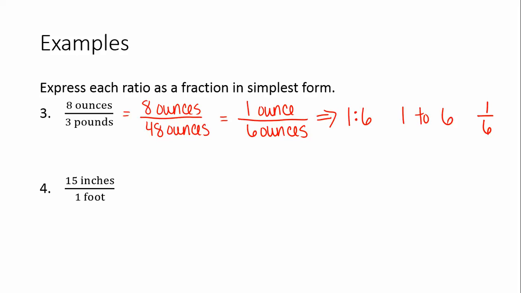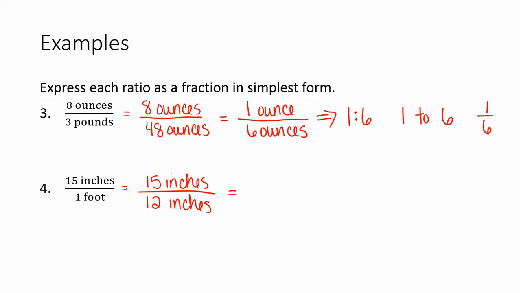So let's try the next one. We have 15 inches and 1 foot. And we want to express this ratio, again, as a fraction in simplest form. So we want to change feet to inches. We don't want to change inches to feet because we'll have a fraction or a decimal. So 15 inches. Then the question is, we have 1 foot, so how many inches is that? That's 12 inches.